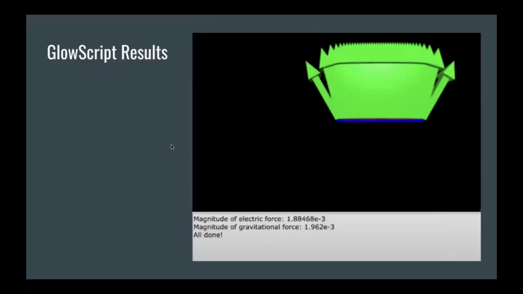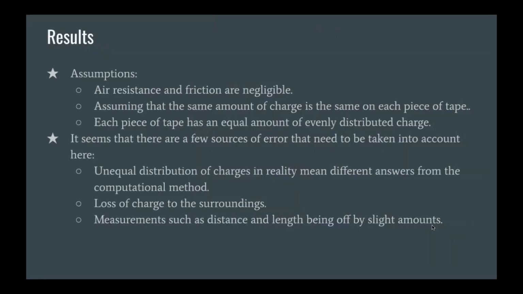Now here's the results from my model. GlowScript, as you can see, each line are the charges coming off of my tape. And you can see the gravitational force calculated right here, which is 1.962 times 10 to the negative third, and my electric force, which is 1.88468 times 10 to the negative third.